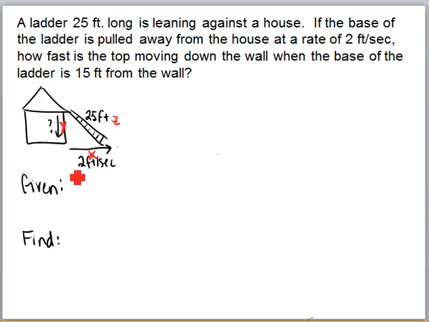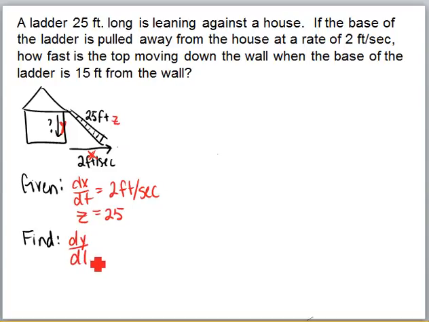So I am going to be given that dx over dt is equal to 2 feet per second. The change in my x with respect to time is 2 feet per second. I am also given that z equals 25. I'm supposed to find the rate at which y is changing, dy over dt, when the base is down here, so that's x, when x is 15.